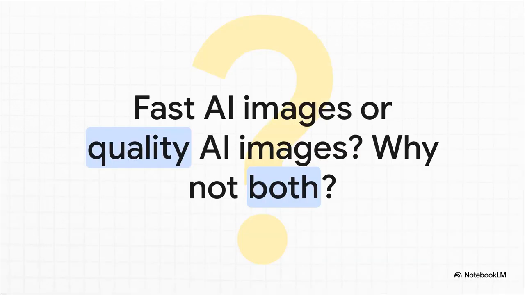You know the drill. For a while now, creators have had this annoying choice to make. Do you want your AI images generated in a split second, or do you want that really high-end studio-level quality and control? It's always felt like a trade-off. But what if you could just have both? That's the big question Nano Banana 2 is trying to answer.